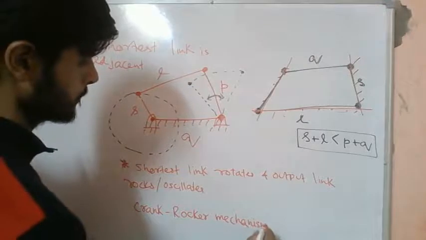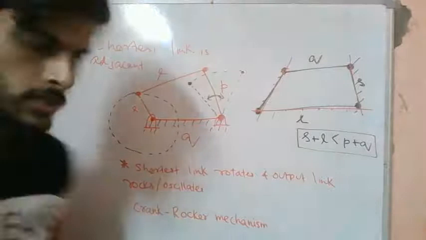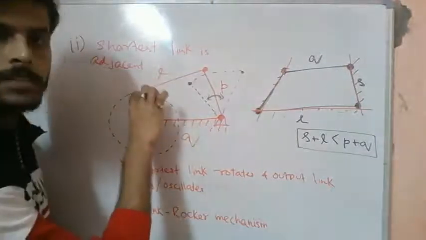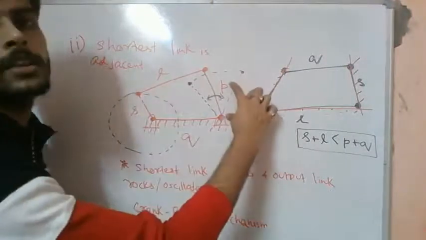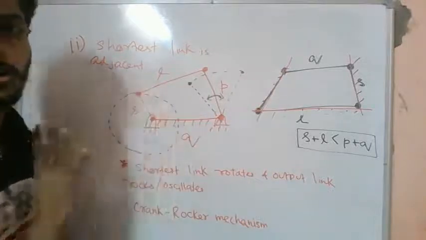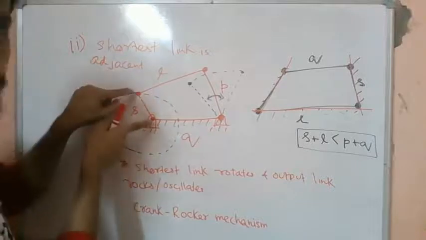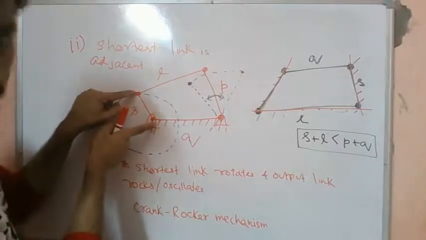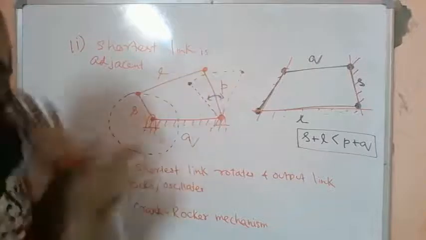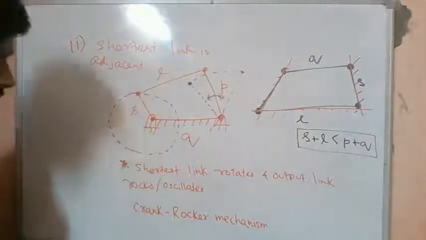So here we have two different types of inversions. Either the shortest link can be placed here, or the shortest link can be placed here. In both cases, the other link, the output link, will rock. So there are two types of crank rocker mechanism. One, when we place the shortest link over here, and another when the shortest link is placed over here. In both cases, we get a crank rocker mechanism.